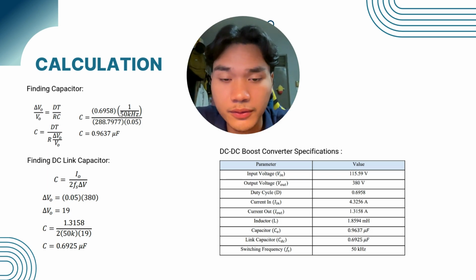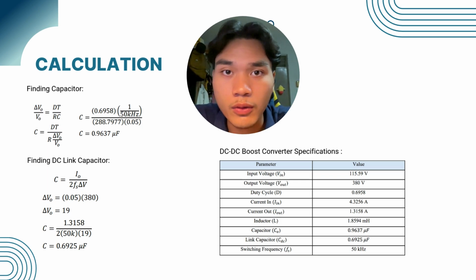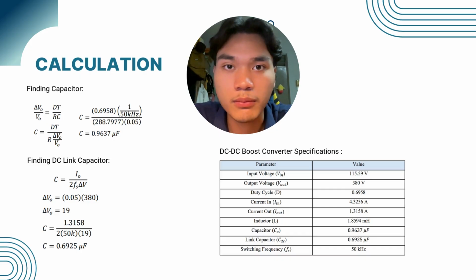So this is the calculation part where we find all of the important parameters, and I've also checked if the converter is working in CCM mode or not.